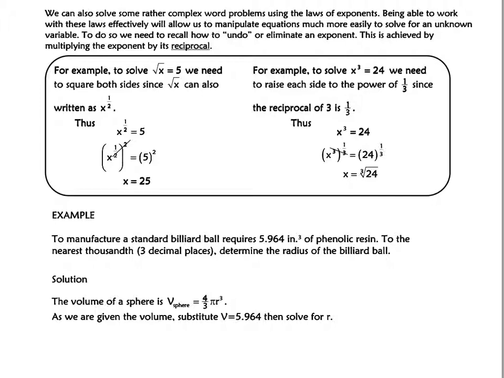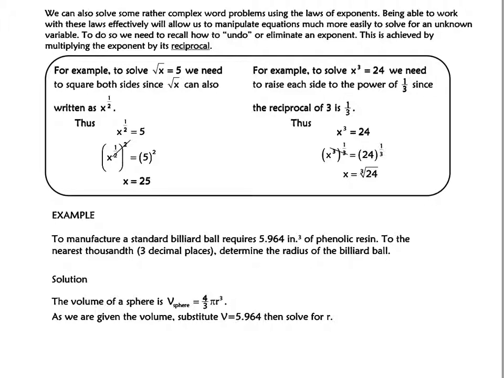And similarly, if you had something like x cubed equals 24, what you want to get is x, not x cubed, so you'd raise both sides to the power of a third, because 3 times a third would give you 1 when you're using your power over power rule, multiplying the exponents. So then x would be 24 to the 1/3, which is the same as the cube root of 24.